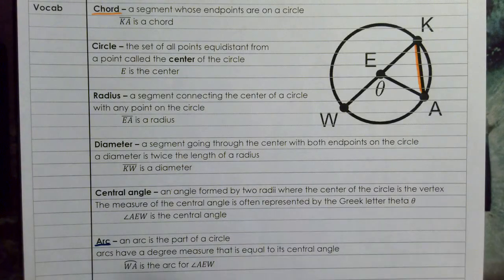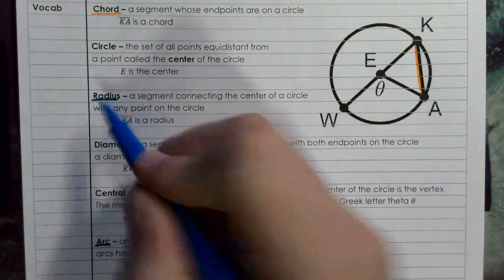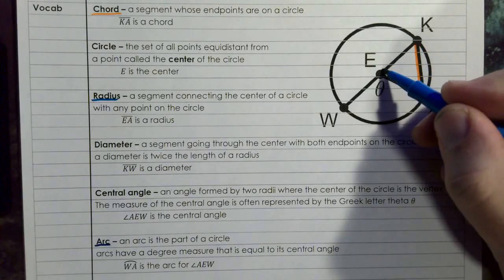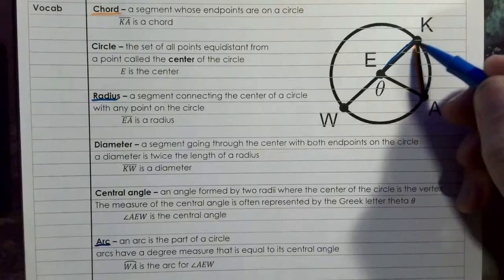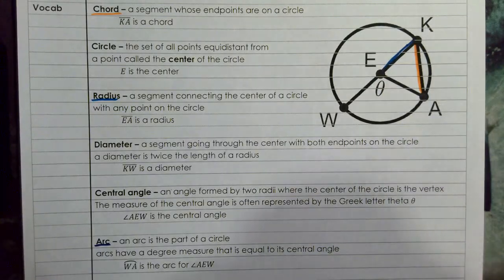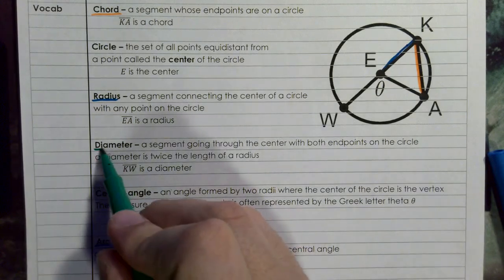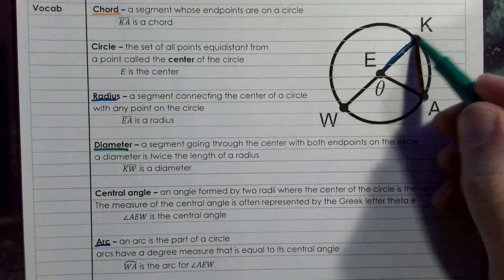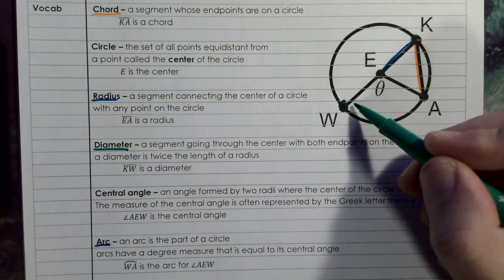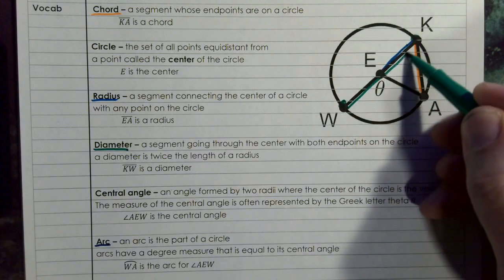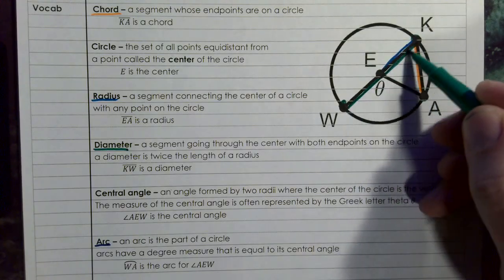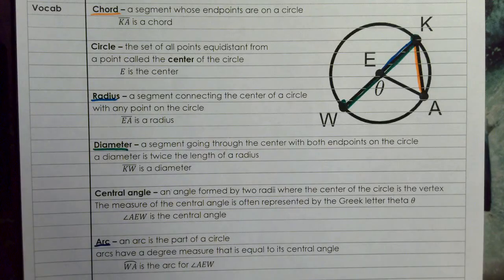That is different than a radius. A radius only has one point on the circle. It doesn't have two. A diameter is a type of chord because it's got 2 points on that circle. And it also has the special property that it goes through the center. So a radius has just 1 point on the circle, but a chord has two.